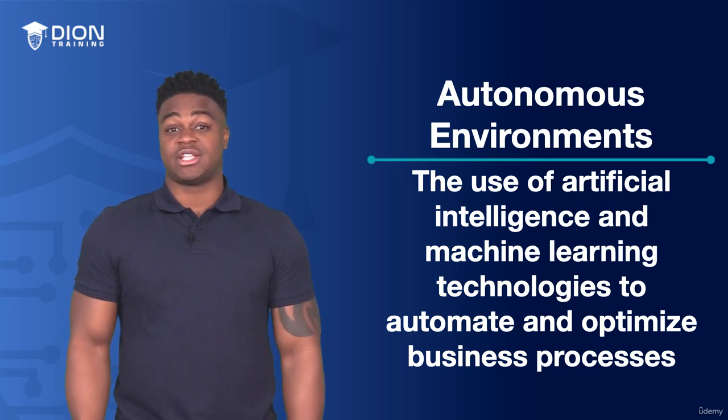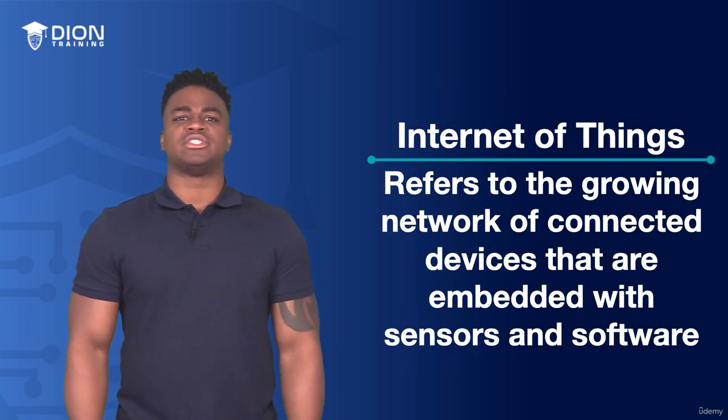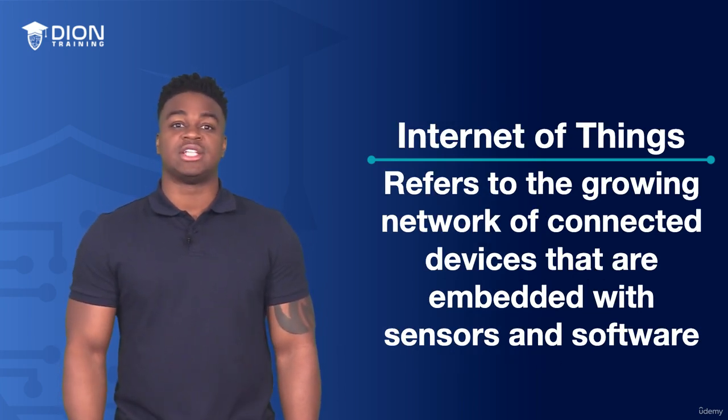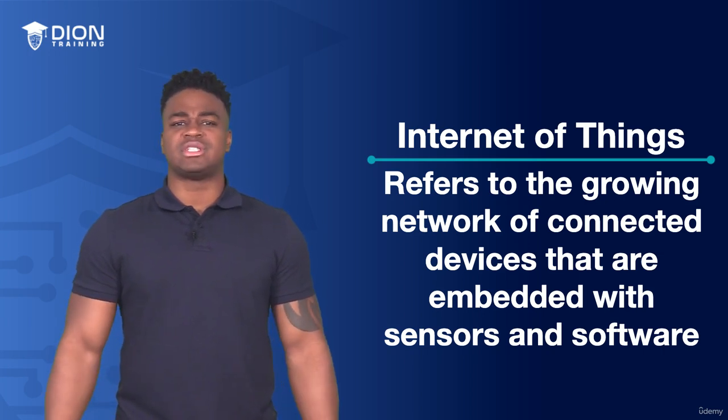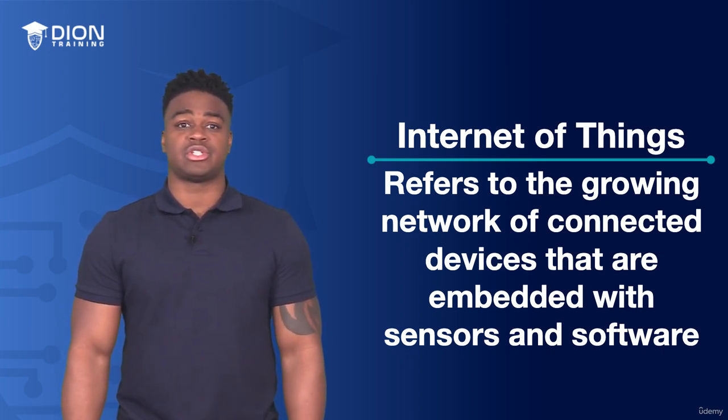and can help businesses operate more efficiently and effectively. The Internet of Things refers to the growing network of connected devices that are embedded with sensors and software. These devices can be used to collect, analyze, and share data, which can then be used to improve business operations, optimize resource usage, and create new revenue streams.